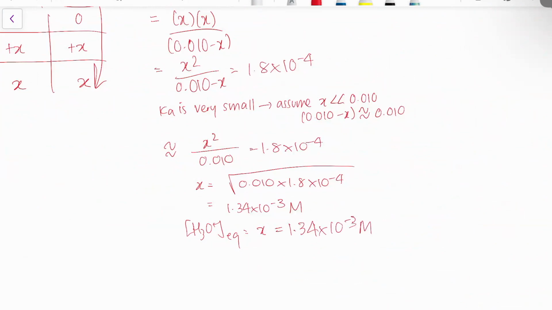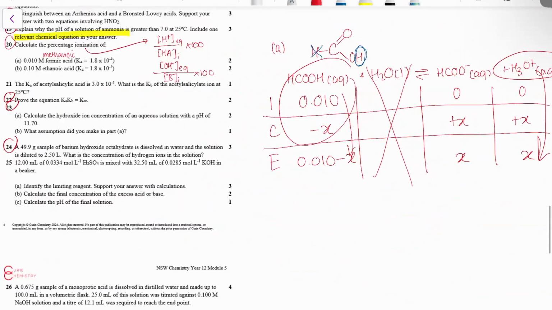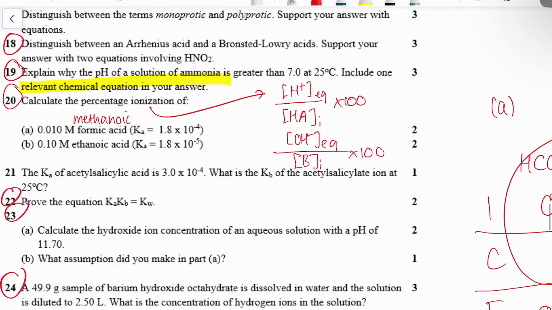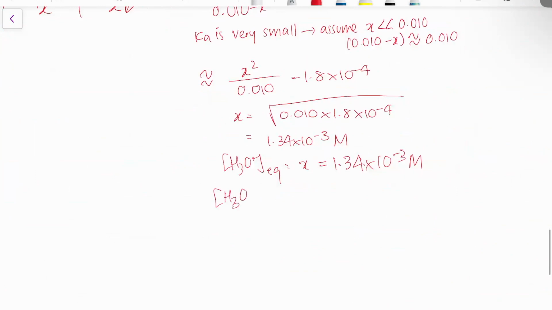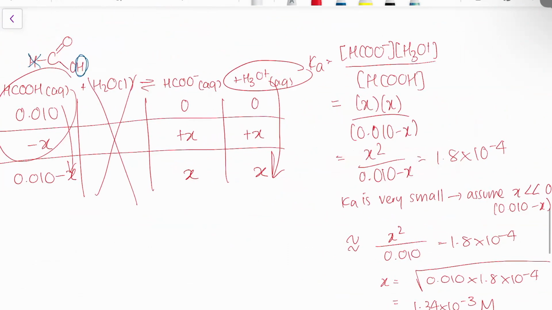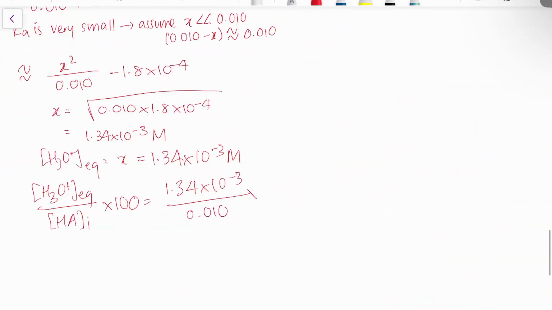And then my job now is to just sub it into the formula that I had earlier. So H+ or H3O+ at equilibrium over HA initial times 100 is my 1.34 times 10 to the minus 3 over the acid at the start, 0.010, times 100. What is our percentage ionization? 13.4%.